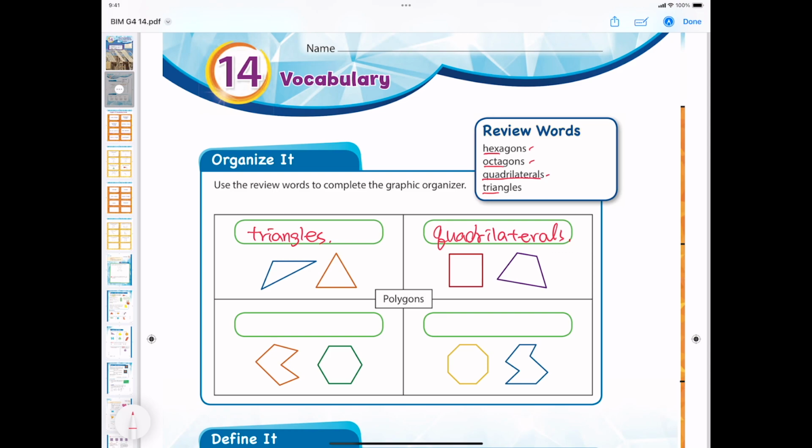And the other one, 1, 2, 3, 4, 5, 6 sides and 6 angles. We call it hexagon. The other one, 1, 2, 3, 4, 5, 6, 7, 8. Octagon.